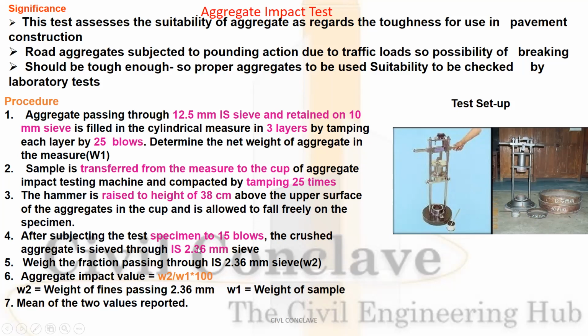After testing the specimen for 15 blows, the crushed aggregate has to be sieved through a 2.36 mm sieve. The weight of the fraction passing through 2.36 mm will be W2. So the aggregate impact value will be W2 divided by W1 into 100, where W2 is the weight of fines passing 2.36 mm and W1 is the weight of the sample. The mean of the two values is reported.